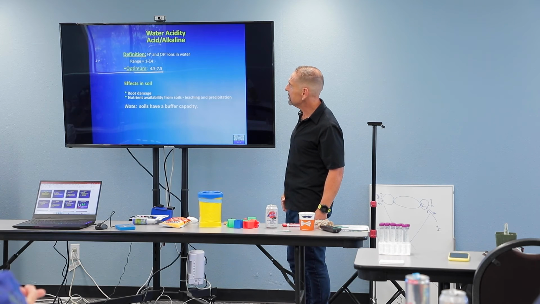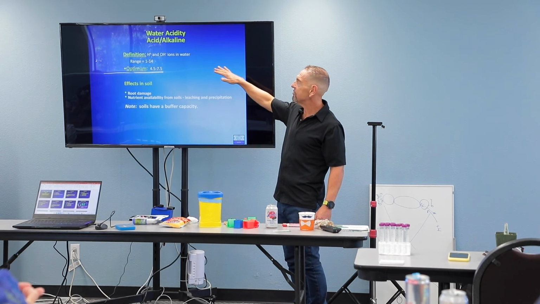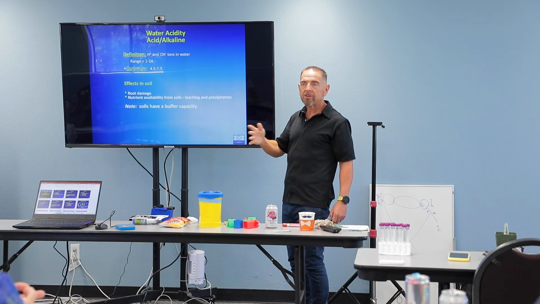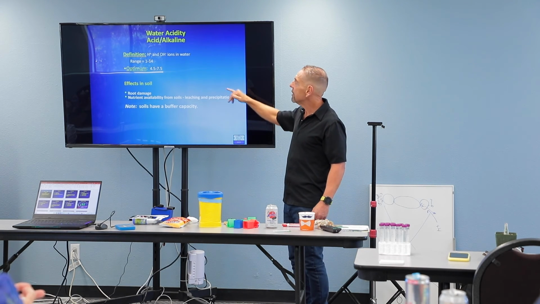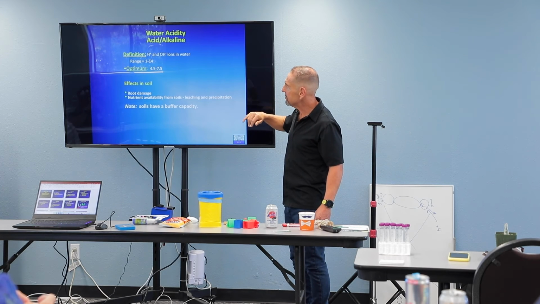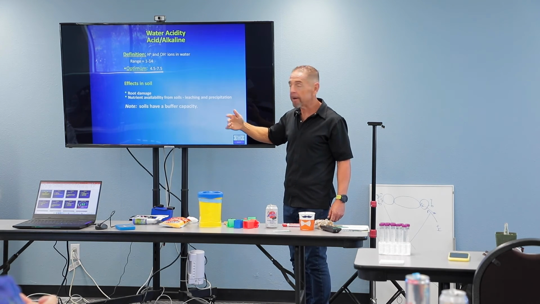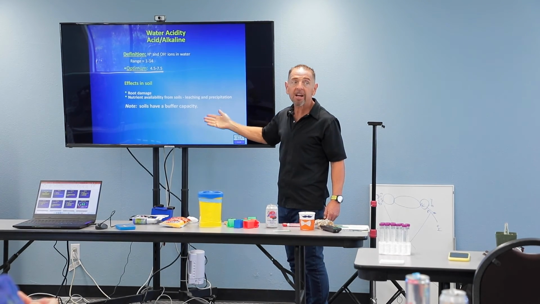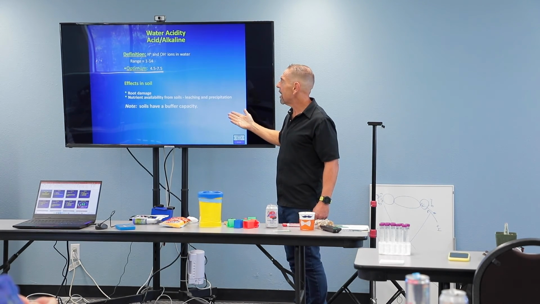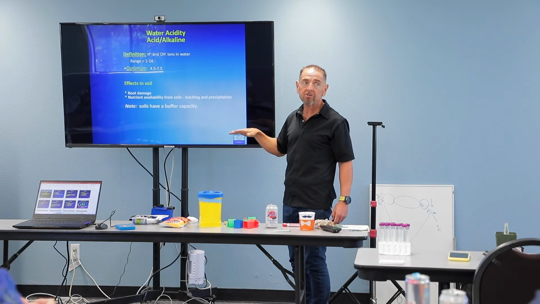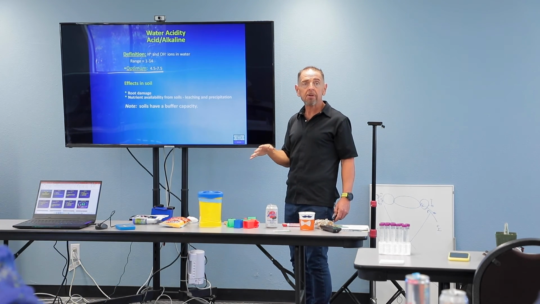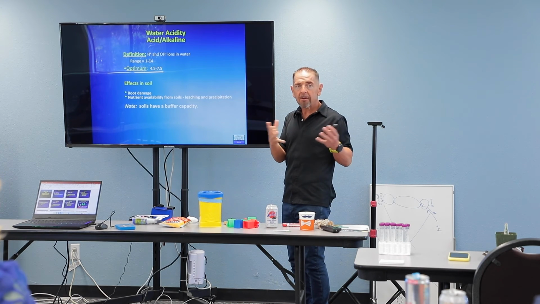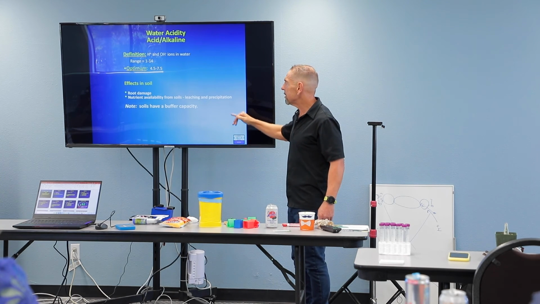So here's the water acidity, and that's the concentration of hydrogen ions and hydroxyl ions in the water. It ranges from 1 to 14. We all deal with between 4.5 and 8. Optimum is 4.5 to 7.5, and again, it depends on the plant. Effects in soil: if you have a really low or high pH, you can actually damage the roots, and you can also change the nutrient availability in the medium.